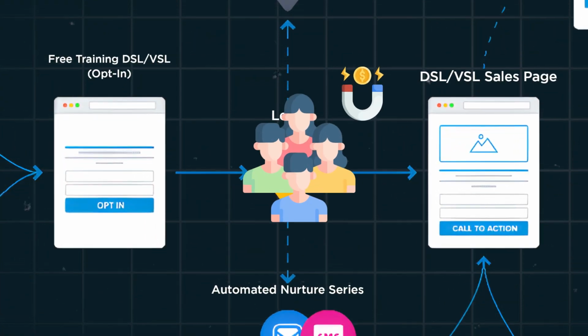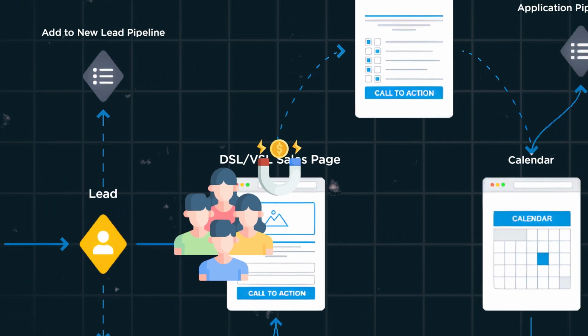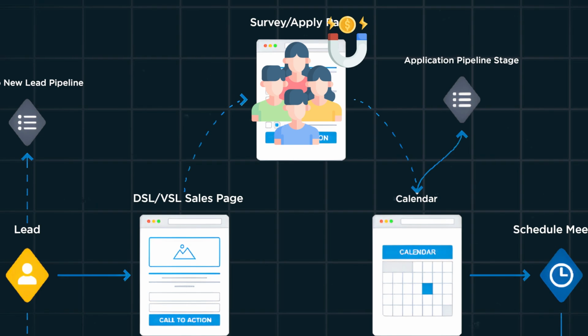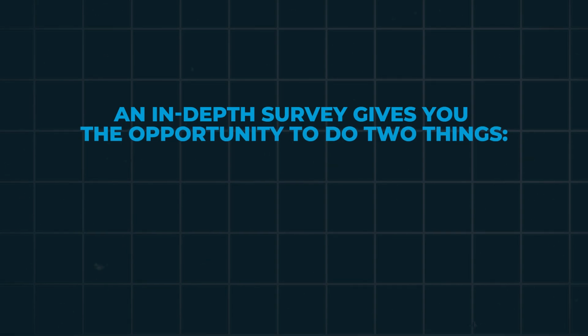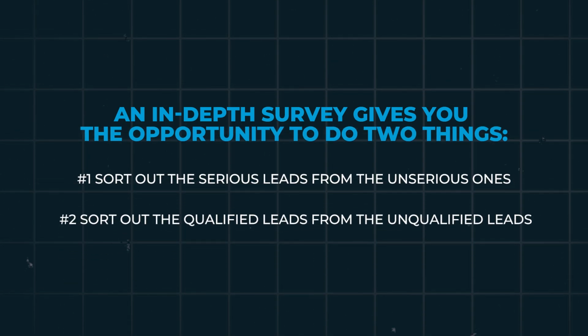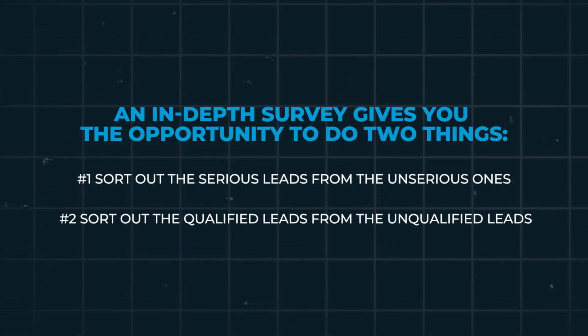So our solution to this is after they complete that initial lead form, provide the lead magnet that was promised, but then also prompt them to complete a more in-depth survey or application. This is your opportunity to do 2 things. Number 1, sort out the serious leads from the unserious leads, and number 2, sort out the qualified leads from the unqualified leads. Which brings us to the second thing you need to do to book more qualified appointments.